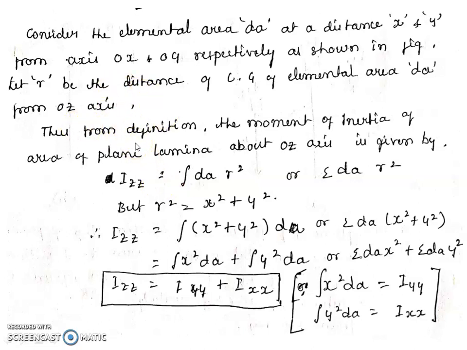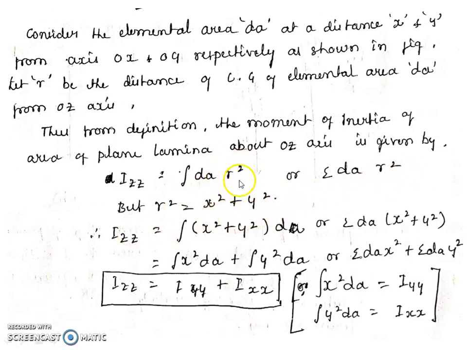Then from definition of moment of inertia, we have Izz, I am taking with respect to Z axis, OZ axis, is equal to area multiplied by distance square. Here elemental area is dA multiplied by perpendicular distance is R, that square. If I integrate this, I will integrate this to cover entire area. Then it becomes like this. Izz is equal to integral dA R square, or summation of dA and R square, sigma dA R square.